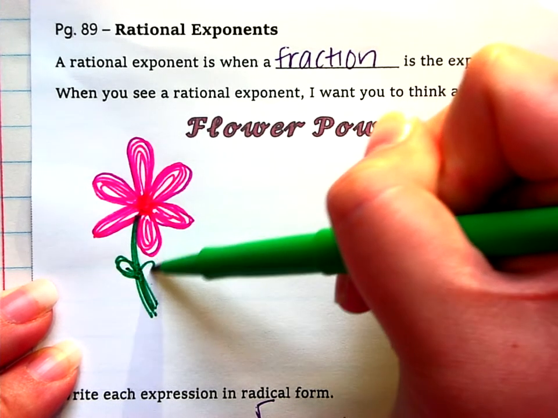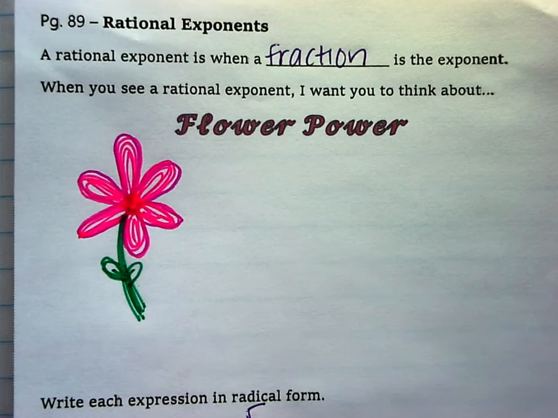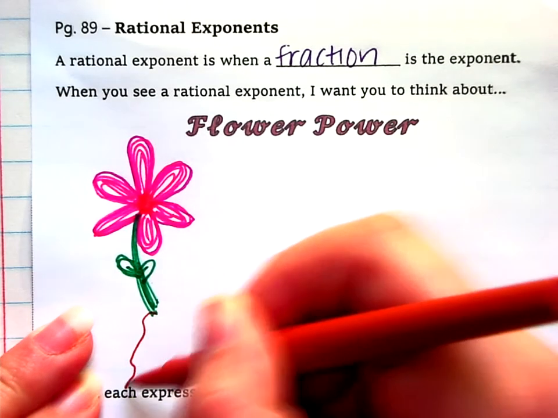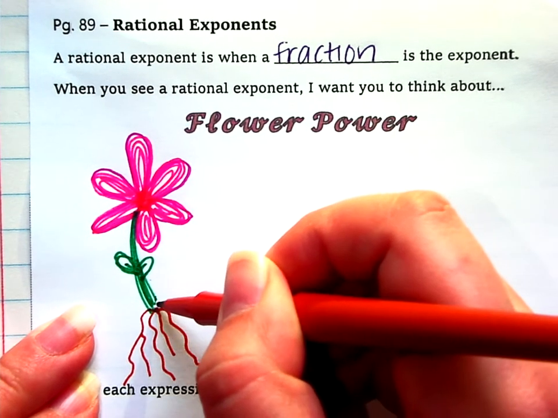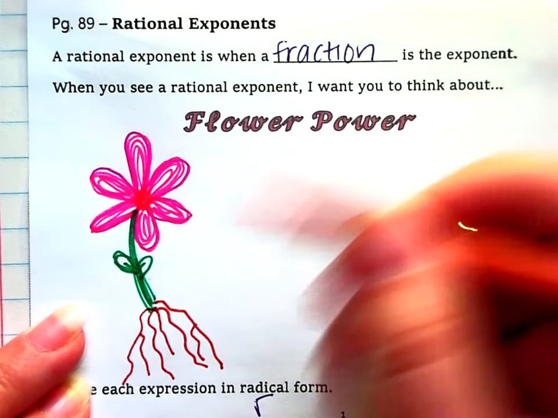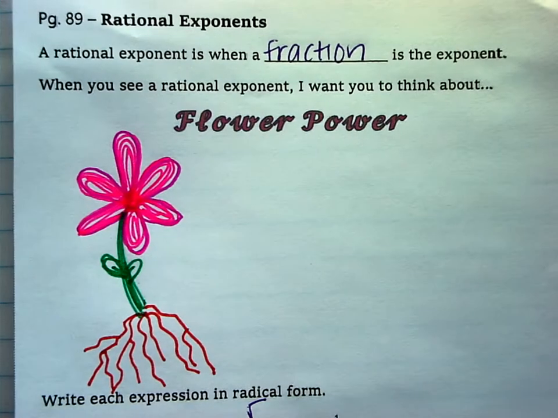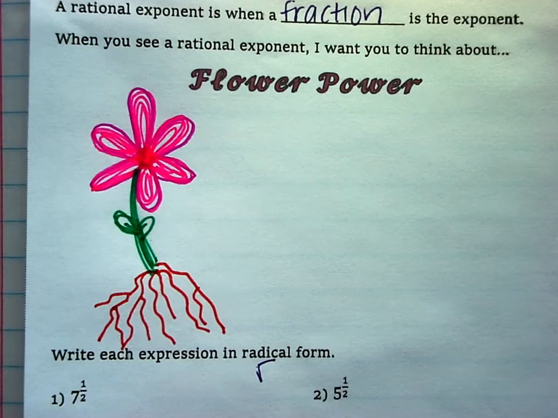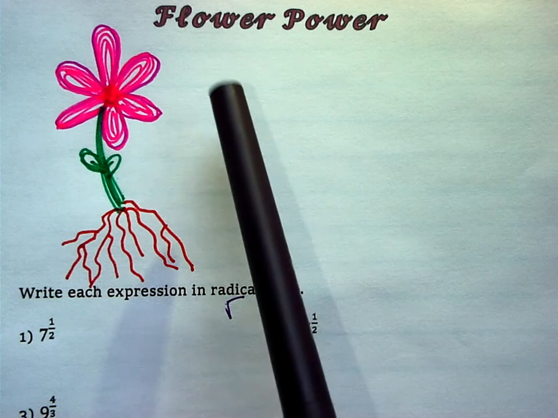Alright, the stem's not that important. We mostly need the flower and the roots. So I'm going to get a brown shade. Alright, a whole root system. Cool. Those are the roots, and up top we have the flower. I actually came up with this during my internship when I had to film myself for my college class and do a lesson. I was feeling really creative that day, and I came up with flower power.